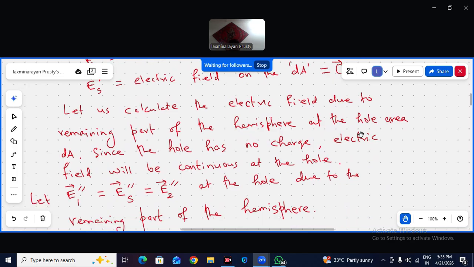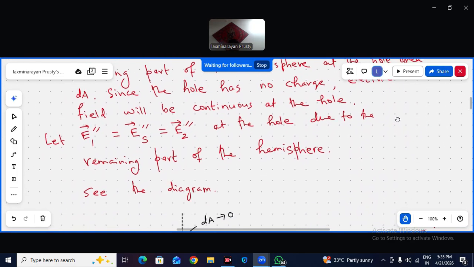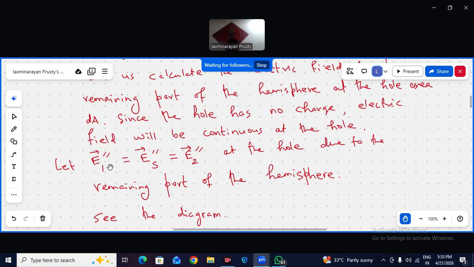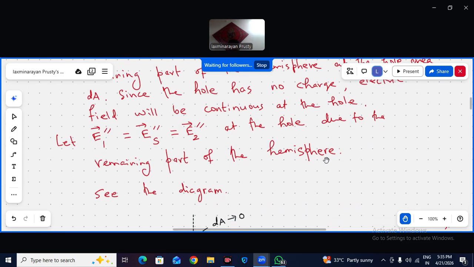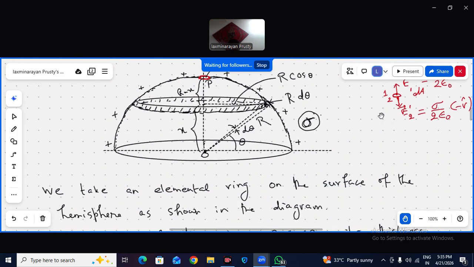Let us calculate the electric field due to remaining part of the hemisphere, ये होल को छोड़ के बाकी सब का. और इसको हम कैसे डिनोट करेंगे? E1 double dash bar, ES double dash bar, E2 double dash bar at the hole due to the remaining part of the hemisphere. चलो ये डायग्राम देखते हैं. एक छोटा सा रिंग लेता हूं, एलिमेंटल रिंग ले लेता हूं बाबू, ठीक है.